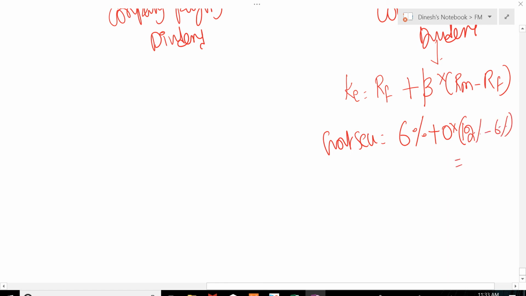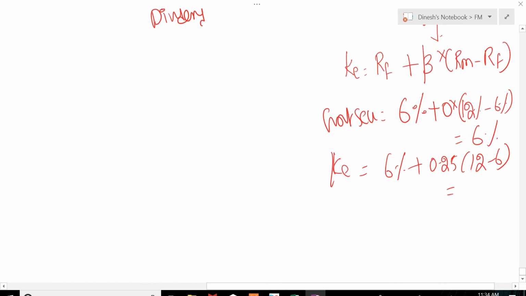So if any security has a beta of 0, the answer will be 6% through the formula: 6 plus 0 into (12 minus 6). Somebody says I have a security whose beta is 0.25. I consider it to be a little risky. A fixed deposit with State Bank of India has a beta of 0.25. Then you will do 6% plus 0.25 into (12 minus 6). This will tell you how much return you should need from an FD.